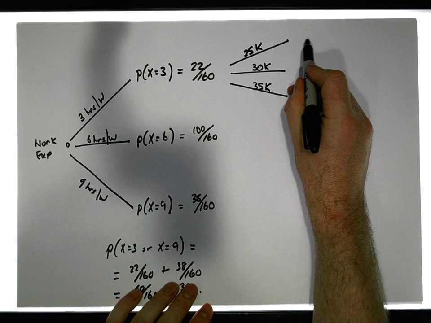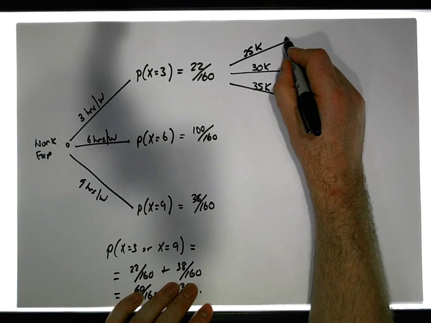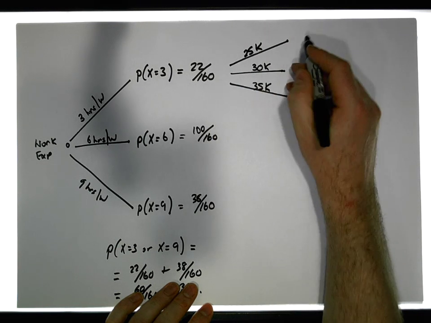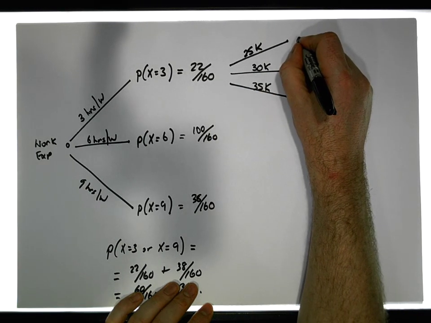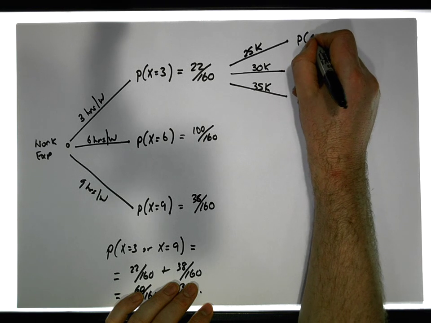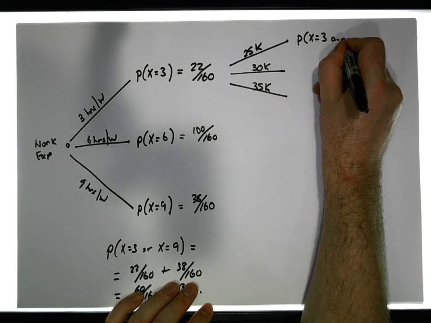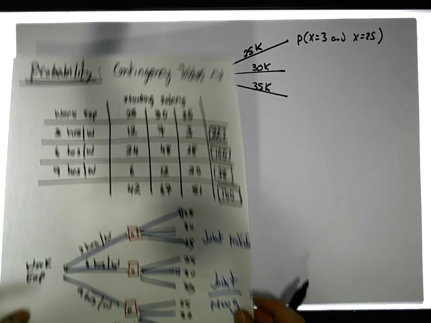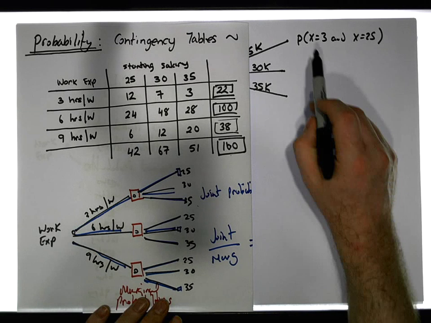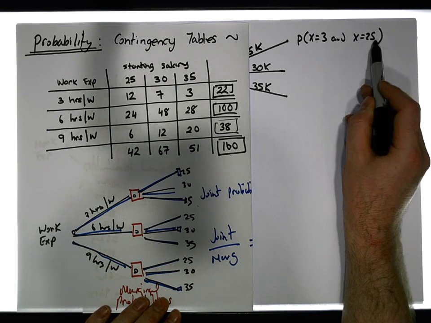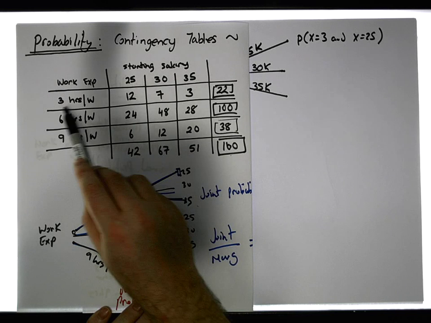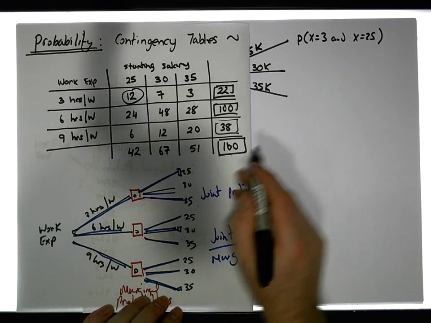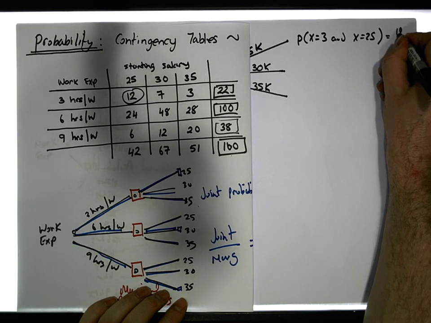So this event here is a joint event. If I'm here, what I know is it's 3 hours and they're on 25,000 euros. So this is the probability that the person selected does 3 hours and is on 25. If we look at this from our contingency table, how many people do 3 hours and are on 25,000 euros? You can see that we're inside the contingency table. There's 12 people out of 160. So this probability here is 12 out of 160.